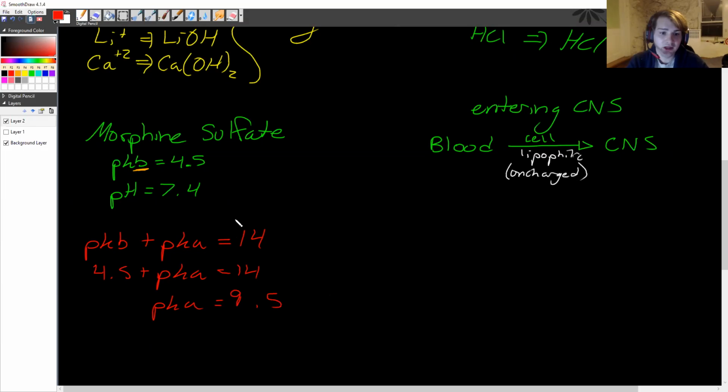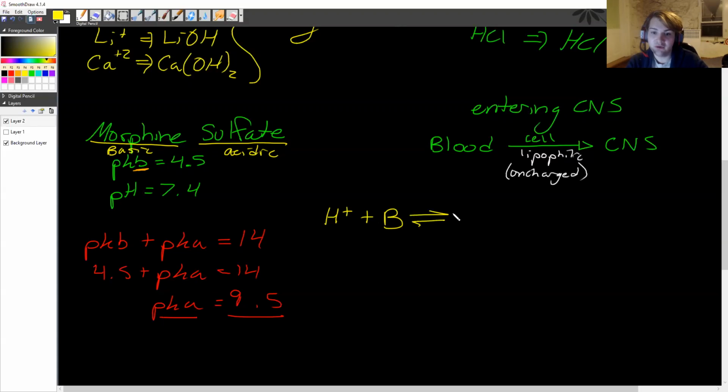So now that we have the pKa, we can go and set up our equation again, right? Well, oh wait, but we don't know which equilibrium to choose. Yes, we do. This is an acidic functional group, which means that morphine is a basic functional group, I mean, that basic structure, which means that we're going to be choosing the basic equilibrium equation. All right.